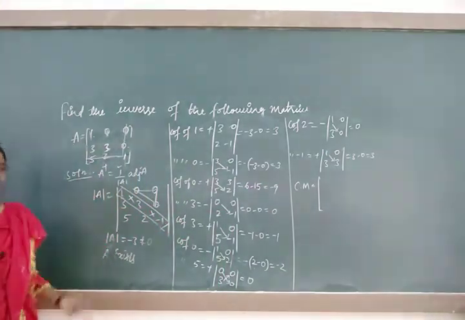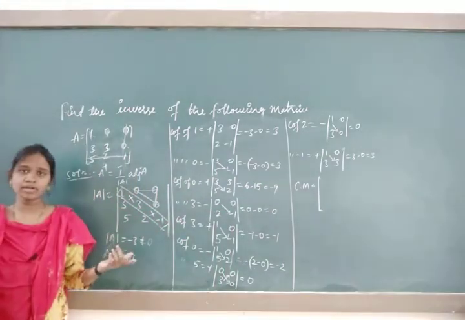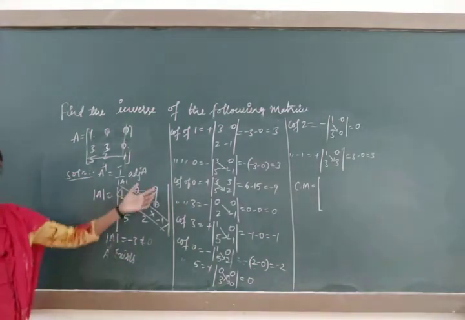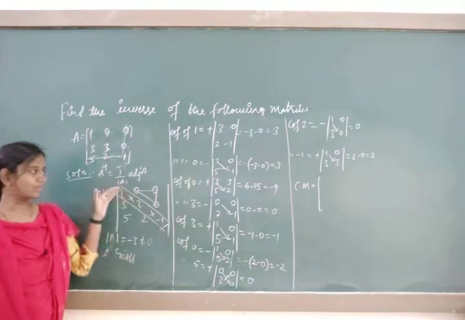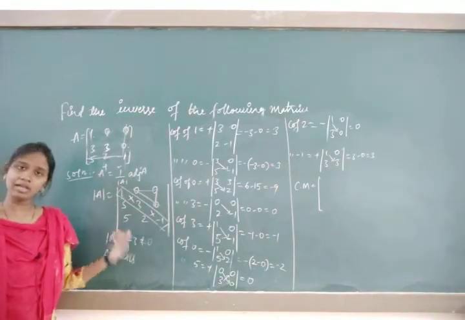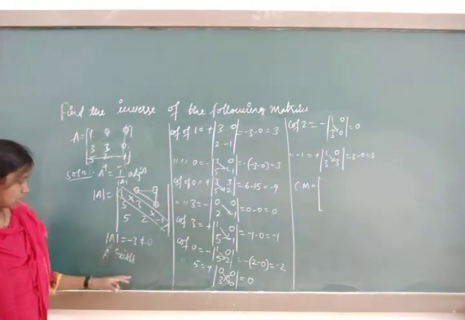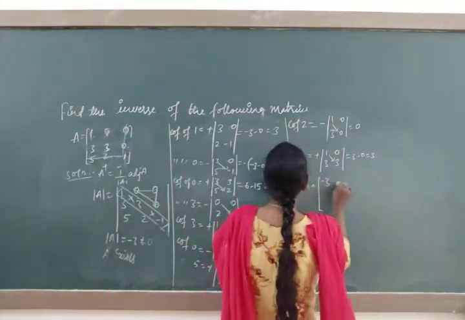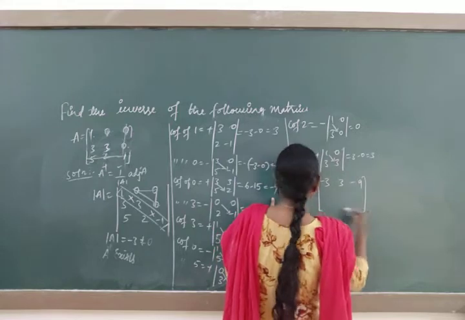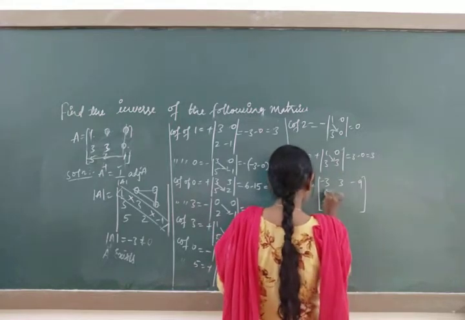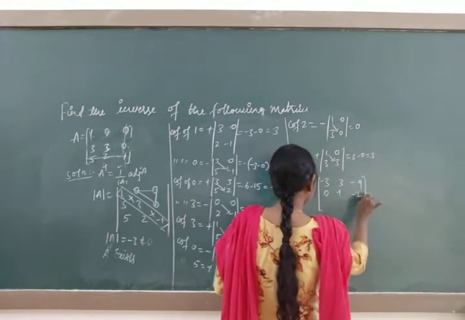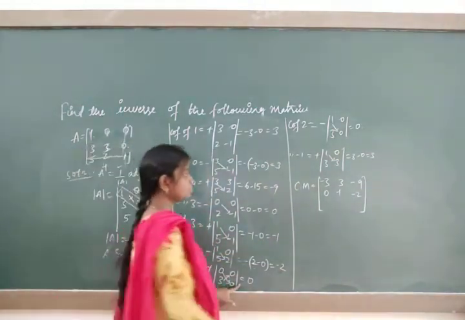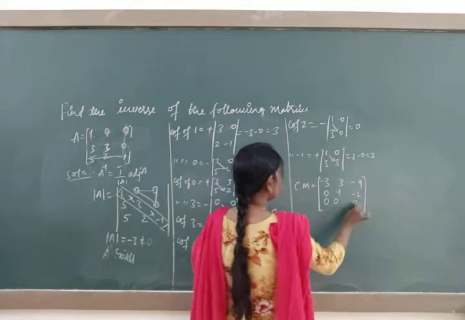To have the adjoint, first of all we will write all the cofactor values in a cofactor matrix. How to write the cofactor matrix? It consists of order 3 cross 3. Write the first 3 elements, then the next 3, then the third row 3 elements. From here, the first 3 elements are minus 3, 3, minus 9. The second row will become 0, minus 1, minus 2. Check it out: 0, minus 1, minus 2. The last 3 values will become 0, 0, 3.